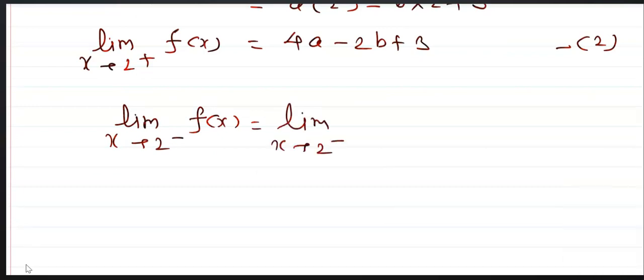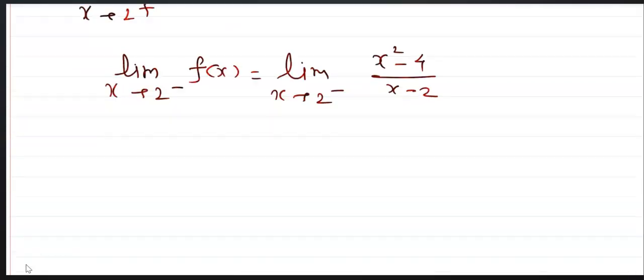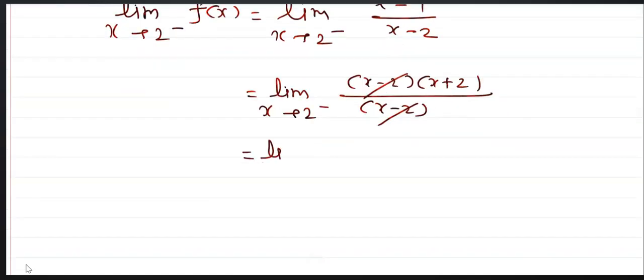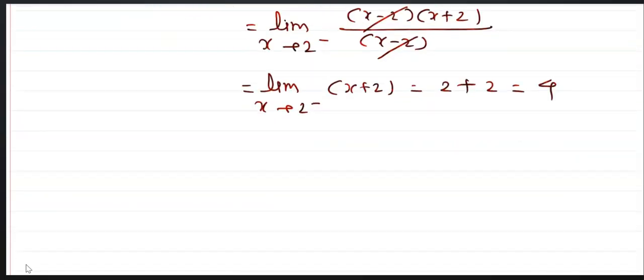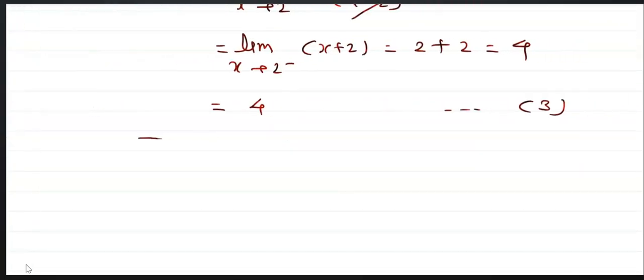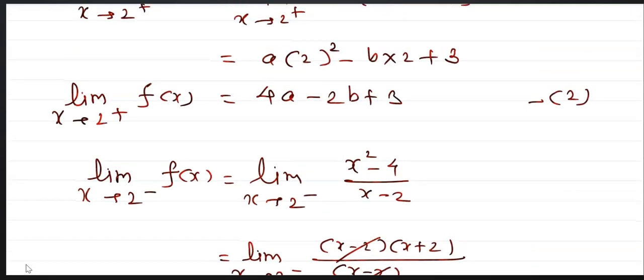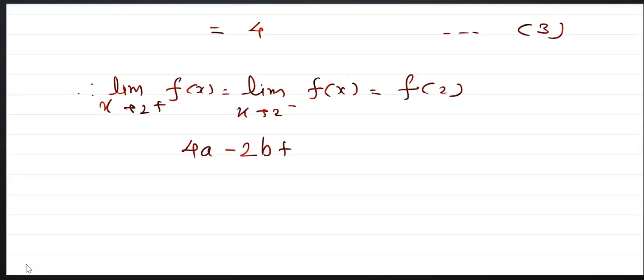Left hand side limit, x square minus 4 upon x minus 2. Therefore, substitute, you will get the answer is 4. The right hand side limit is equal to the left hand side limit is equal to the value of the function. Now we will equate all this.